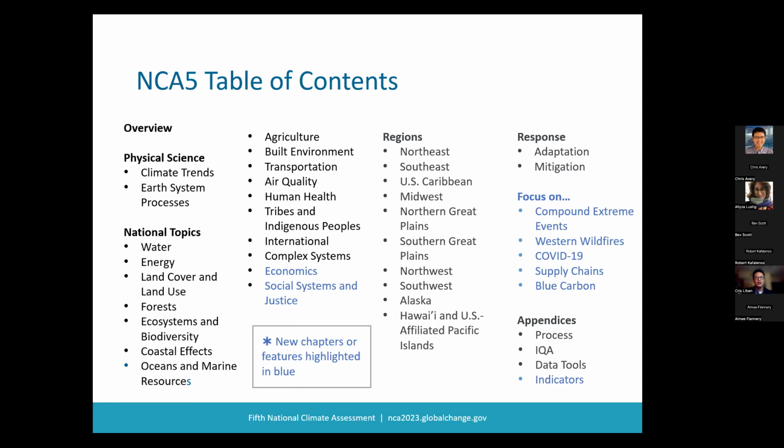So let me just start off by saying that in this particular chapter, while our focus is on transportation, we have coordinated and collaborated with other chapters, across the multiple spectrum of disciplines that you see on this slide. And in particular, we have also contributed to the focus chapters, specifically the supply chain, as well as the COVID-19 focus chapters.